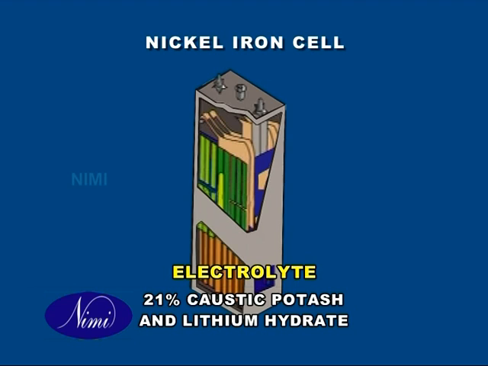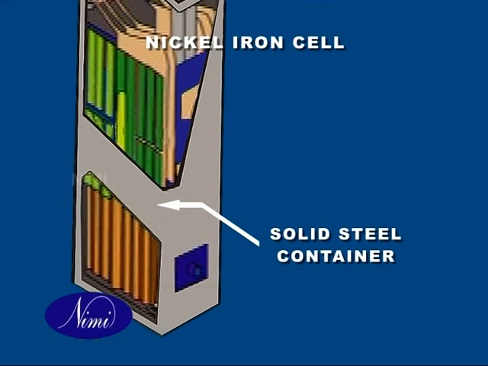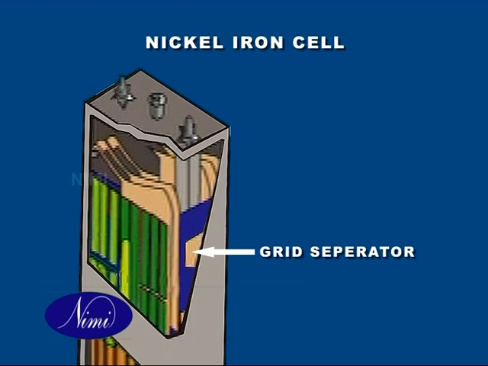Electrolyte. The electrolyte is a 21% solution of caustic potash along with some quantity of lithium hydrate. The container is made of nickel-plated steel. Separators. The separators are made of hard rubber strips or PVC sheets and are held together in a nickel-plated container.